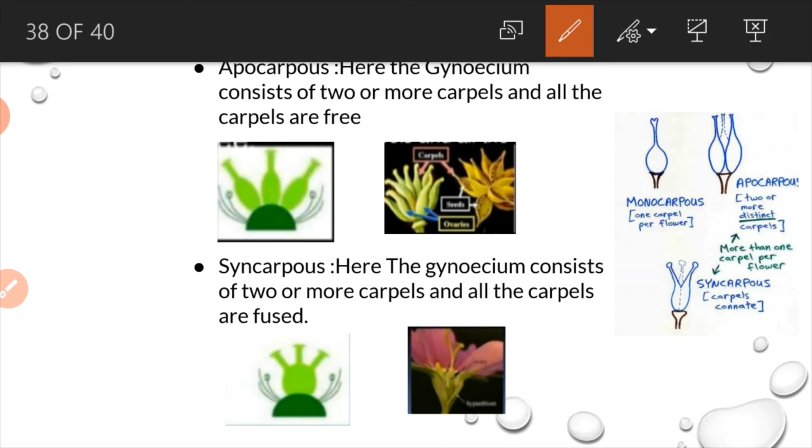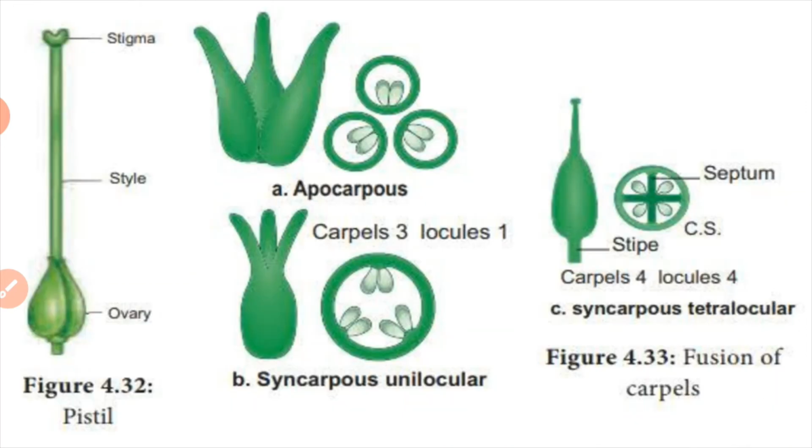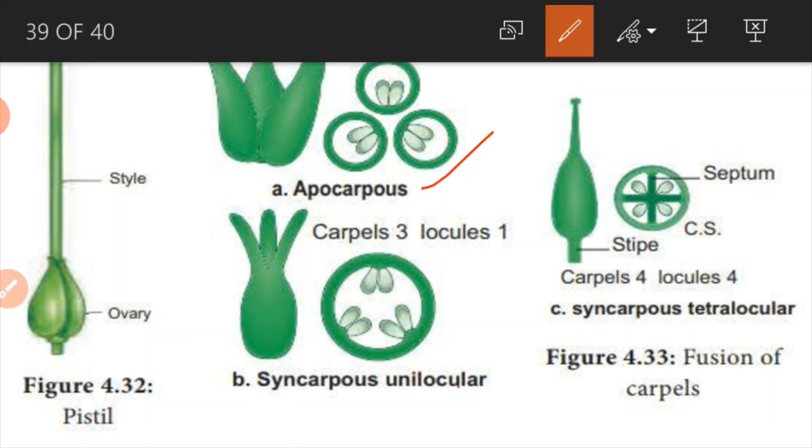If the carpels are free from one another, then the condition is known as apocarpous, for example in ranunculus, buttercup. Now, if the gynoecium consists of two or more carpels and all the carpels are fused, then the condition is known as syncarpous, for example in petunia. So here is apocarpous and syncarpous ovary.